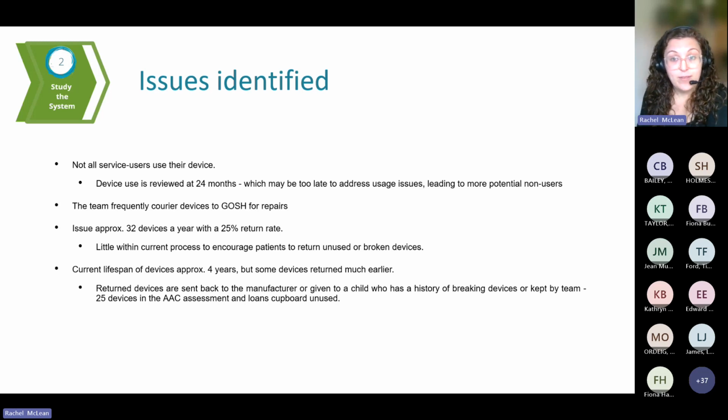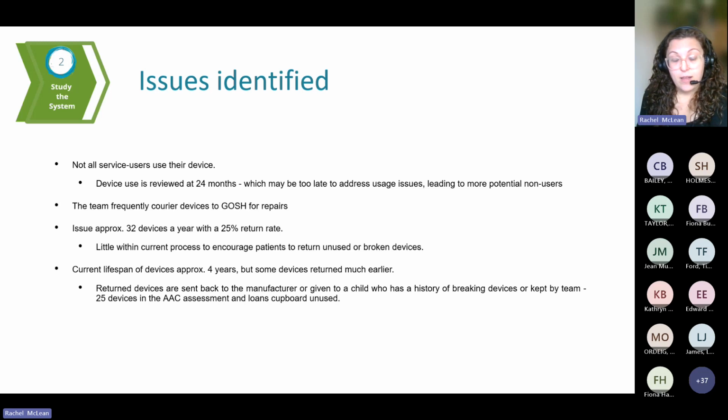So the team also found they frequently courier devices back to GOSH to be taken for repairs, and some of these repairs could be avoidable or done locally with the patient and their family if they had been given additional support or education in how to do some of these repairs themselves.